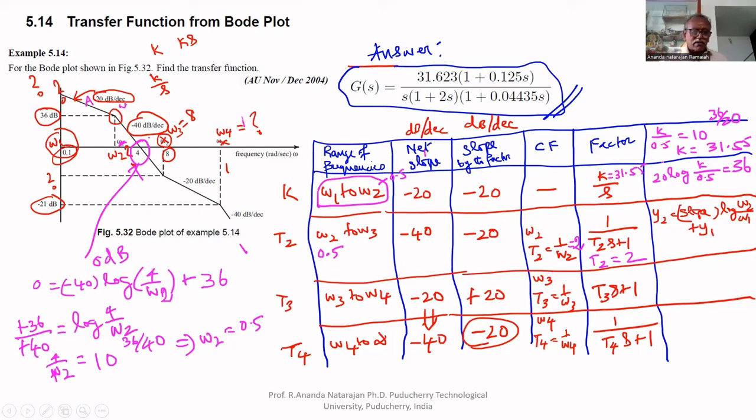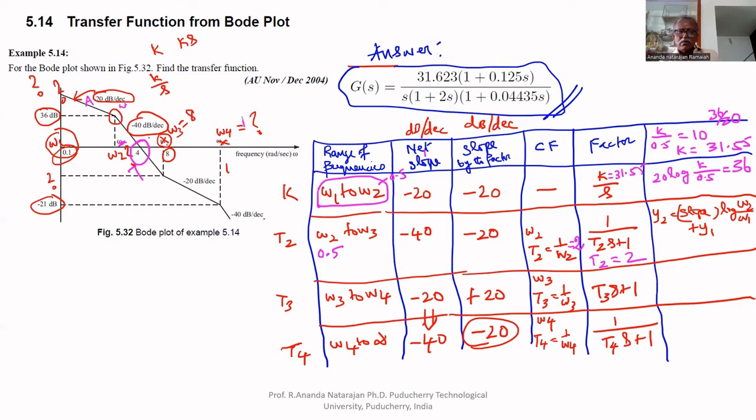That's all. So we found two parameters. Now we have to find the third parameter, T3. Omega 3 we have to find. For that, we use omega 2, where we now know both values. Omega 2 equal to 0.5. Therefore, y2 equal to 36. At omega 3, do you know the magnitude? We do not know the magnitude. But omega 3 equal to 8 is given.